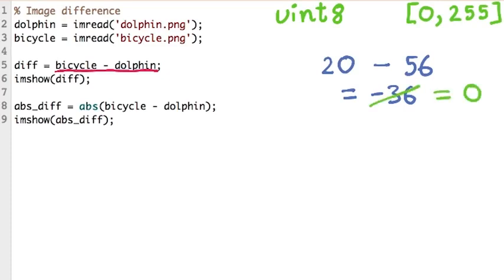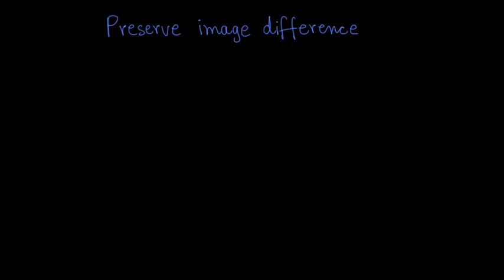Notice that even in the absolute difference case, the subtraction is performed first. This intermediate result is the same as the original difference. The numbers here are already between 0 and 255, so the absolute value operator doesn't make any difference. So what can we do about this? We're losing all the negative values in the result. How do we ensure that we can preserve image difference?